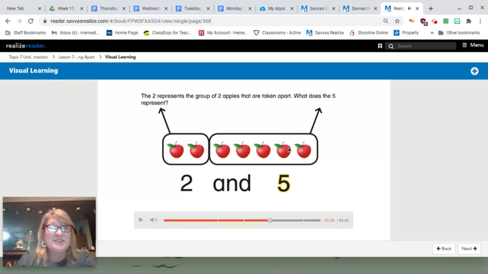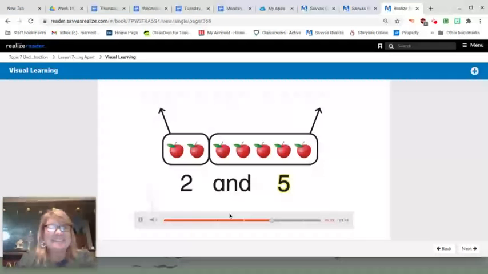What does the 5 represent? The 2 and the 5 are the group of apples over here. How else could you take apart the 7 apples into 2 separate groups? The 5 represents the group of 5 apples that are taken apart.